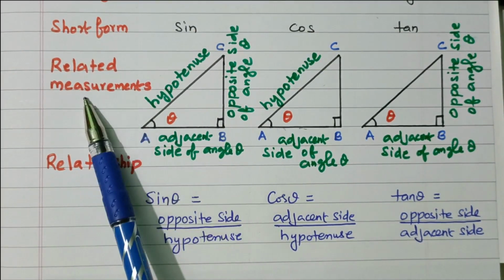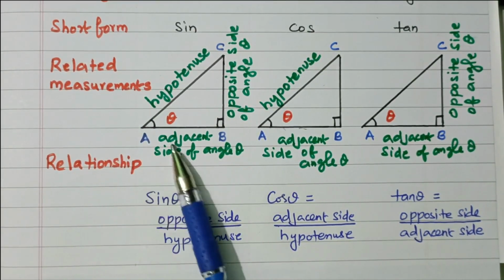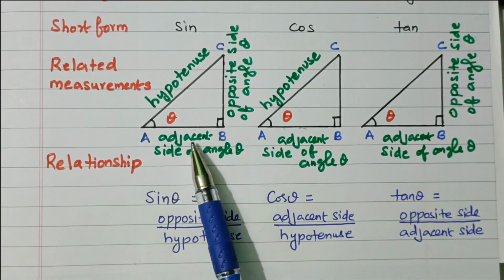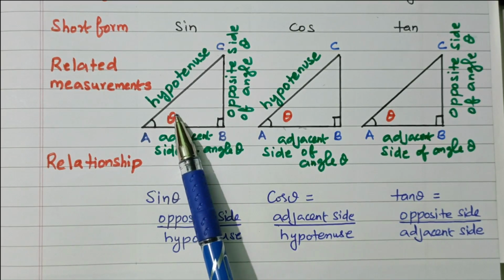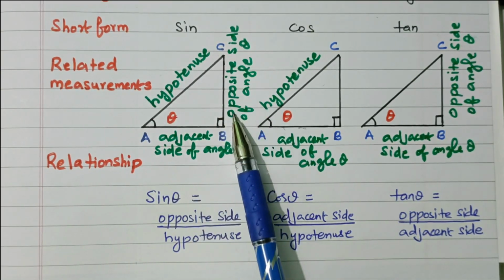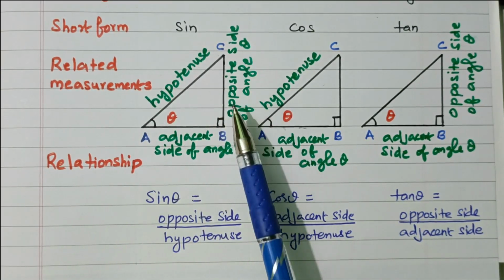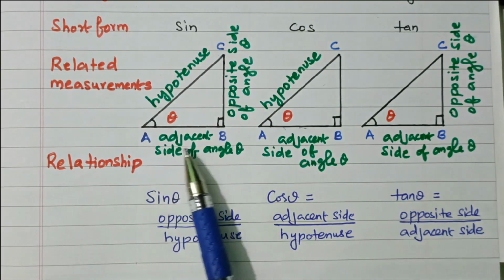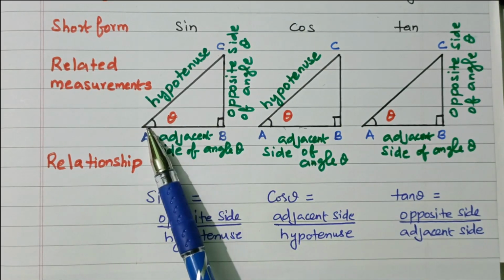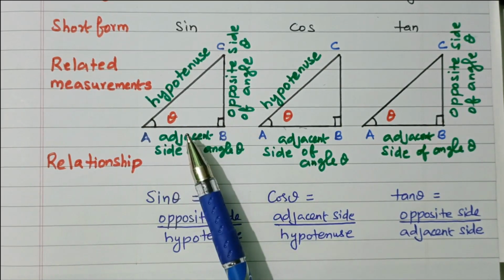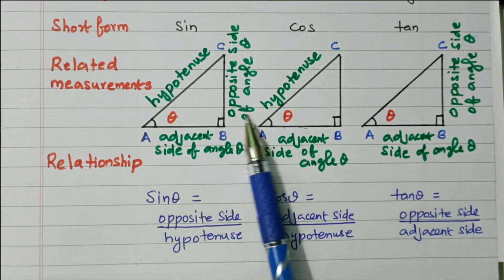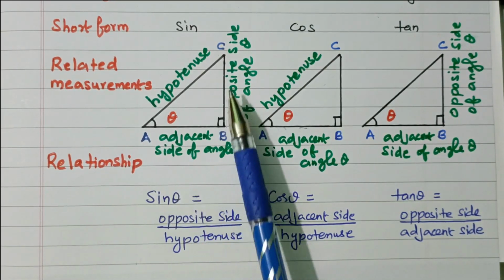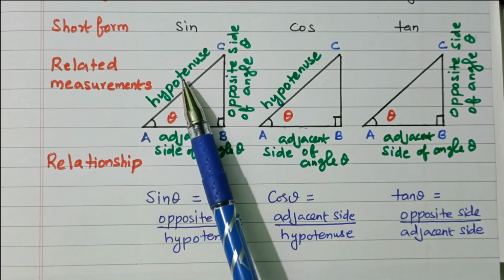This is the related measurement, the relationship. Refer to this triangle ABC. This is the adjacent side, and this is the angle theta. This is the opposite side, opposite to the angle B. That is, BC is the opposite side, AB is the adjacent side, and AC is the hypotenuse. All three triangles are the same: AB adjacent side, BC opposite side, AC hypotenuse.